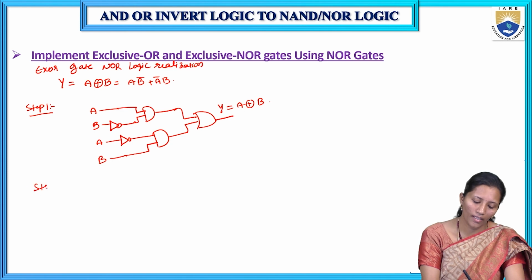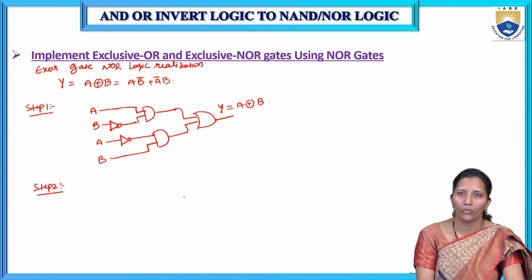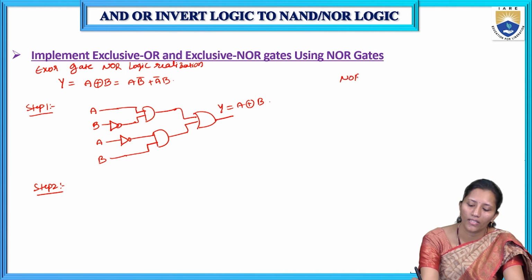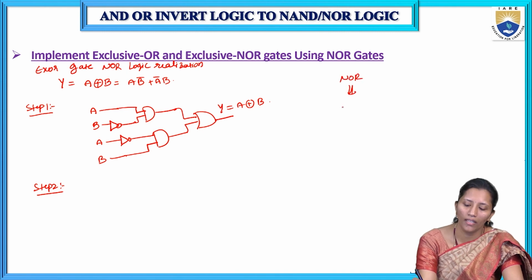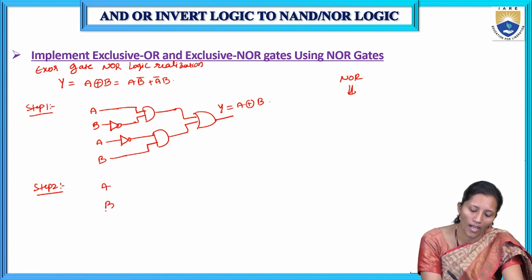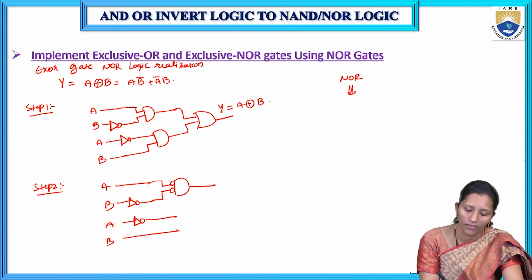Okay, in NOR realization, in step 2 we have to add bubbles. In NOR logic we have to add bubbles at the input of the AND gate, the bubble circles at the input of the AND gate, and for the OR gate we have to add bubbles at the output side.